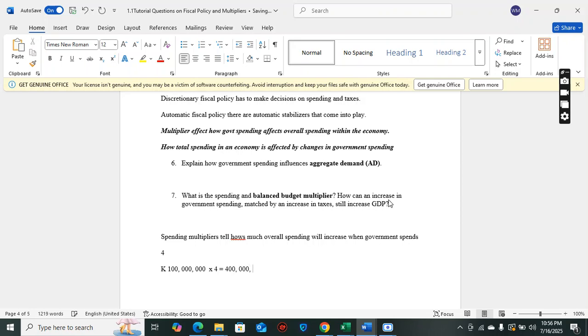Government starts by spending 1 million, then through the multiplier effect, the total spending within the economy is going to be 4 million.